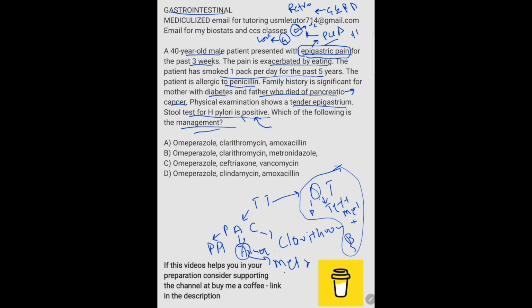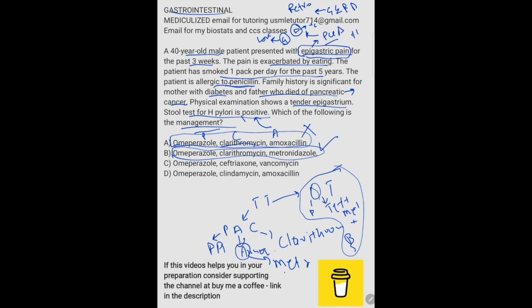Here, this patient, omeprazole, which is a PPI, A is for amoxicillin, and C is clarithromycin. But this seems right, but it is the wrong answer because the patient is allergic to penicillin. So this is the wrong answer. Omeprazole, clarithromycin, metro. This is the right answer. There is no amoxicillin here, so we could use it. This patient is allergic to penicillin.